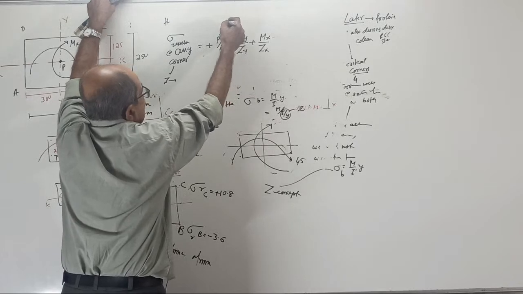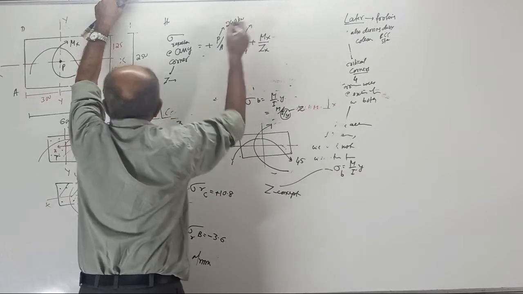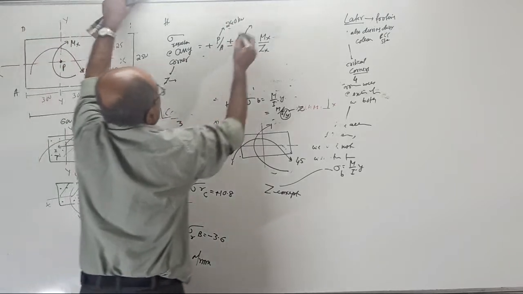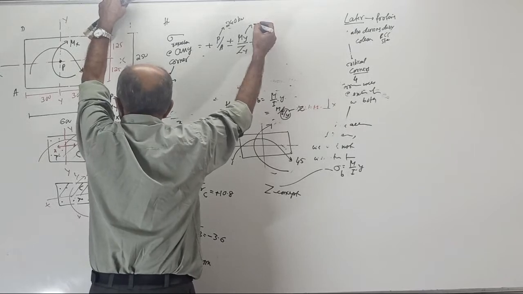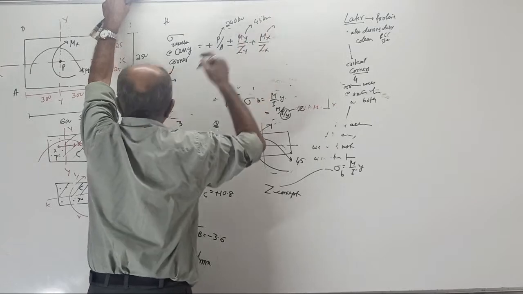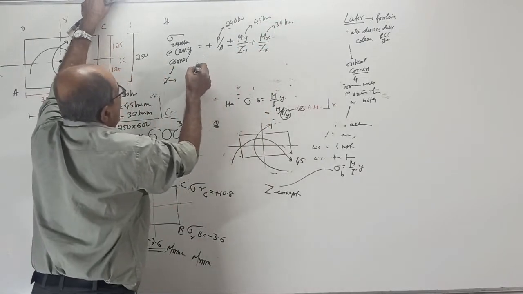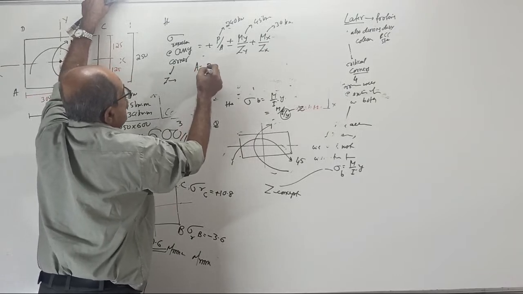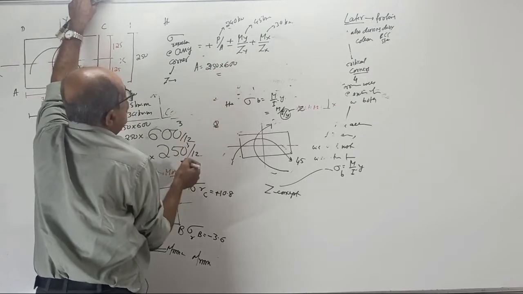Your P is 240 kilonewton. Your M about y is 45 kilonewton meter. M about x is 30 kilonewton meter. Now, area equals 250 by 600.